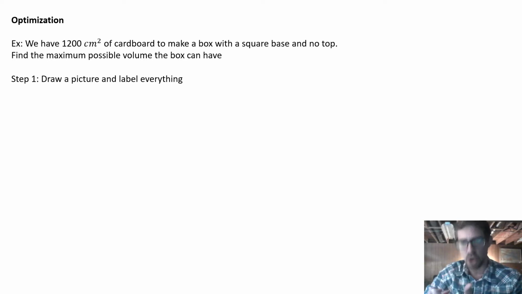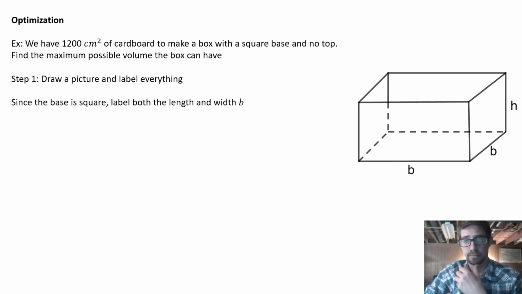And step one is always to draw a picture. You can't really understand the problem at all until you draw a picture and just name some stuff. All right, so that's a box. Notice it has no top, so it's just the 4 sides and the base. It's a square base, so there's no reason to give the length and the width 2 different variables, right? Because they're equal. So square base means length and width are equal, so I just call them both B for base. You can call them something else. You can call them X or whatever.